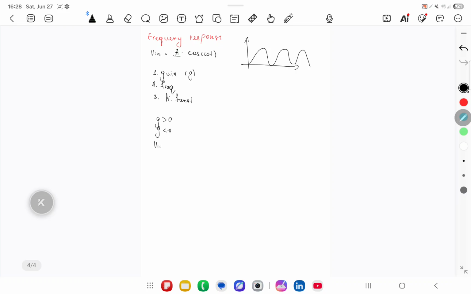So let's say we have V input equal to A multiplied by cosine omega t and V output equal to B multiplied by cosine omega t plus, for example, theta. Then the gain is equal to B over A. As simple as that. Another important point is phase shift. Phase shift is equal to output angle minus input angle.